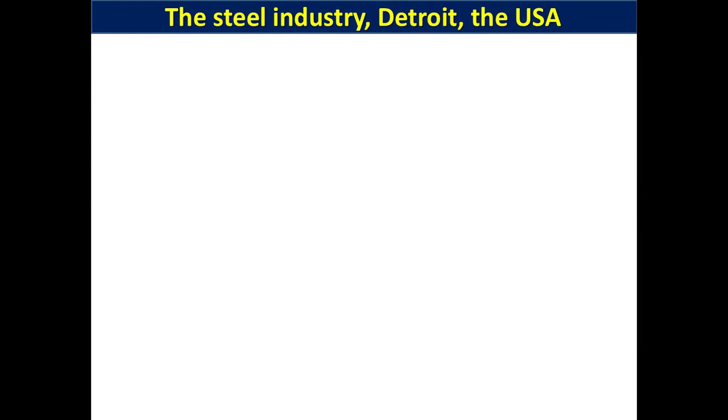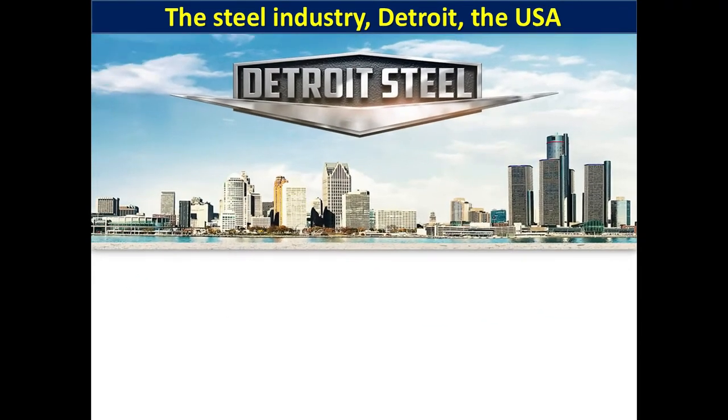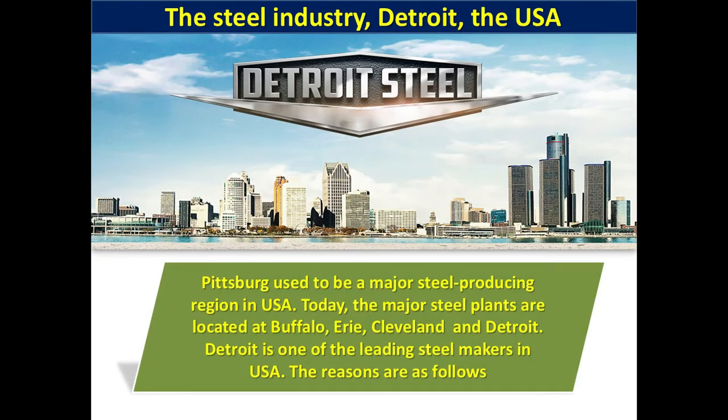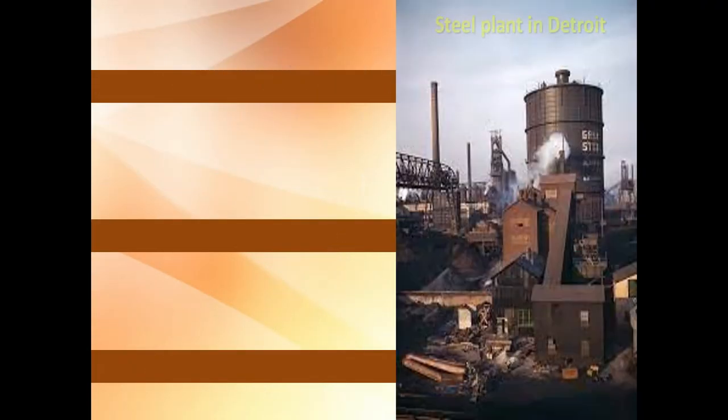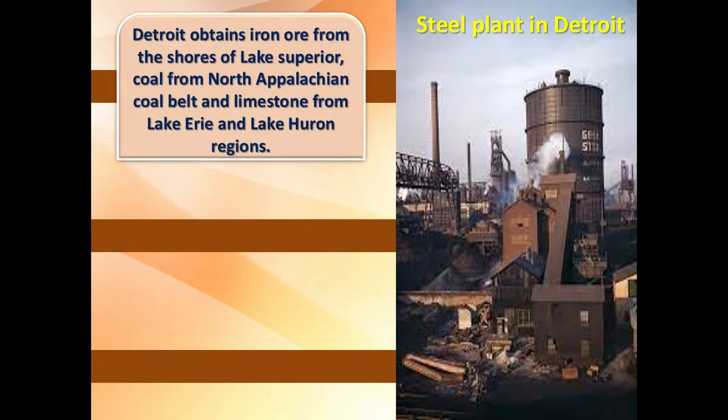So the steel industry, Detroit, the USA. Pittsburgh used to be a major steel producing region in the USA. Today, the major steel plants are located at Buffalo, Erie, Cleveland, and Detroit. Detroit is one of the leading steel makers in the USA. The reasons are as follows. This is a steel plant in Detroit.